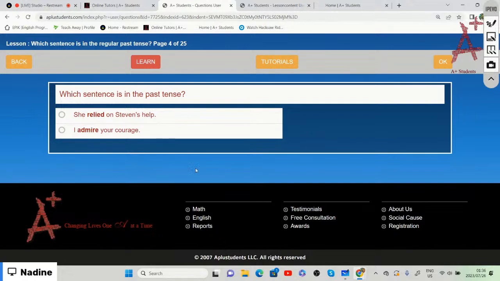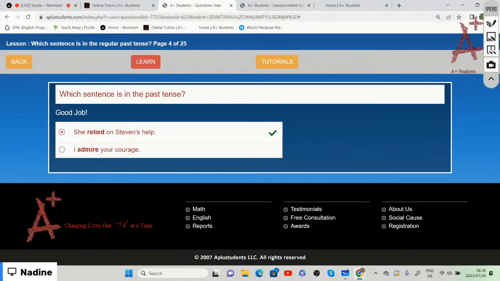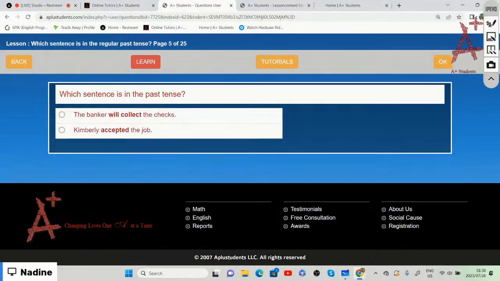All right, so if we select the correct sentence which shows the past tense, then we can say "She relied on Stephen's help." So relied, because admire means something that is happening now, and we are specifically talking about the regular past tense verb. So if you have relied, "She relied on Stephen's help," then that is well done. So well done to you.